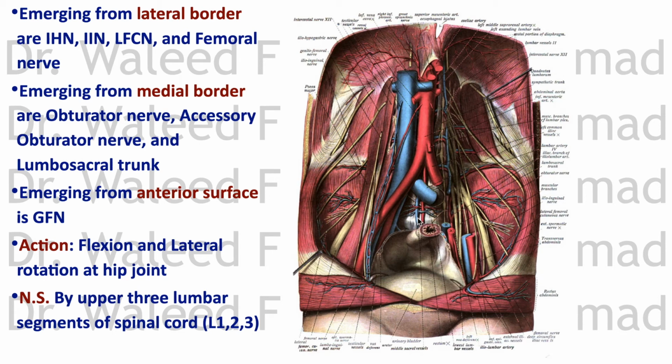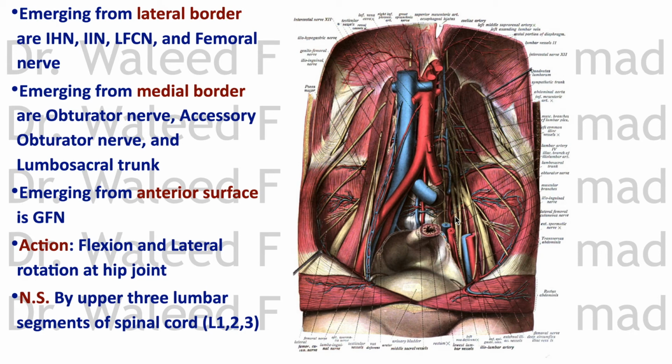Again, we have the iliohypogastric, the ilioinguinal, the lateral femoral cutaneous nerve, femoral nerve, then on the muscle, genitofemoral nerve. See, it emerges from the substance of the muscle anteriorly, or some books describe it as anteromedially. And then medially, we have the obturator nerve and the accessory obturator and the lumbosacral trunk emerging from the medial border of the muscle.